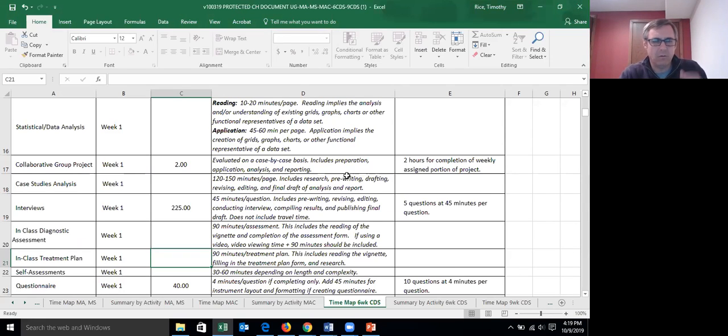And the first thing we will look at will be the actual collaborative group project. Now, the one thing pertaining to this tool is that a collaborative group project is evaluated basically on a case-by-case basis. And it's going to include preparation, application, analysis, and reporting. So in this document, to give you an example, I came up with my own collaborative group project where every student would be given 2 hours a week for completion of the weekly assigned portion of the project.